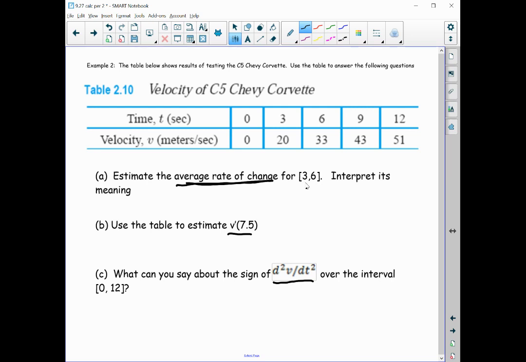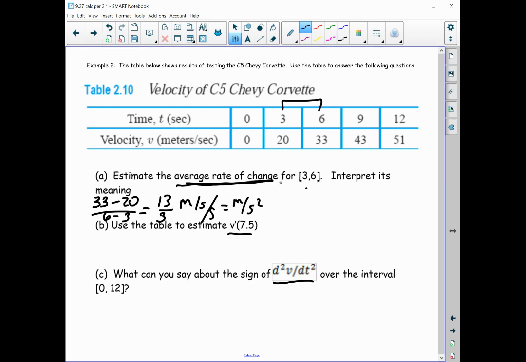Okay, so average rate of change. If I want the average rate of change from 3 to 6, that's the slope. So I would do 33 minus 20 over 6 minus 3, which gives me 13 over 3. Now I need to think about my units. 33 and 20 were measured in meters per second, so it'd be meters per second over seconds, so meters per second, or you can write that as meters per second squared. So what does that mean?